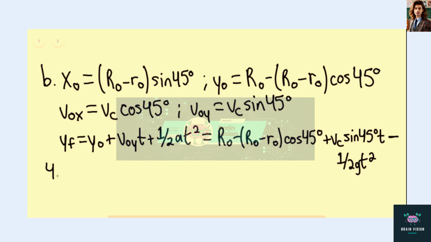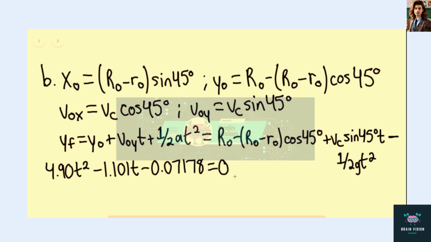This essentially becomes 4.90 t squared minus 1.101 t minus 0.07178 equaling 0, knowing that y final is at the ground, or 0 meters. And so the only positive root for t would be 0.277 seconds.